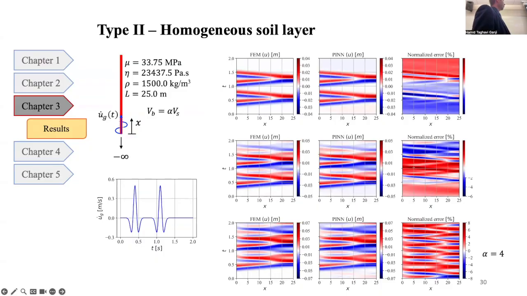As the next problem, we considered a soil column where the waves are coming from the elastic bedrock. For the bedrock, we considered three different cases where its shear wave velocity is either equal to, twice, or 4 times larger than the shear wave velocity of the soil. And as we see, as this ratio increases, the waves would be trapped in our soil column. But in all cases, the errors are less than 8%, which shows the promising performance of the dimensionless PINN.